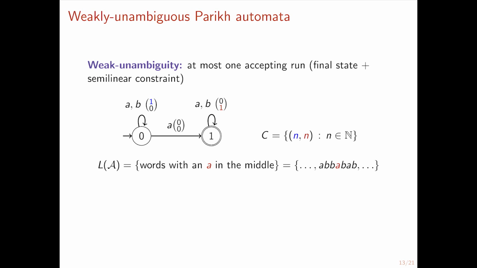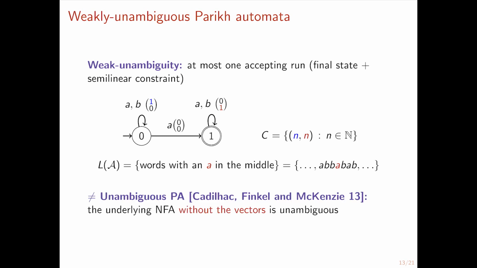Here's an example of such an automaton, recognizing the language of words having an A in the middle. The semilinear constraint forces any accepting run to take the middle transition right in the middle of the word, so that every accepted word can only have one accepting run.